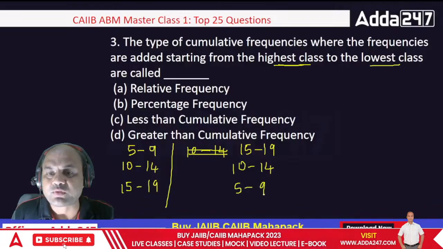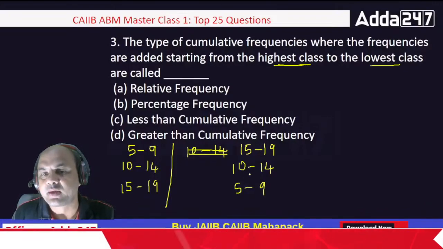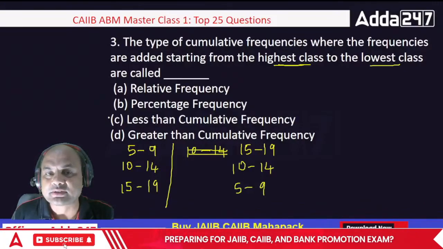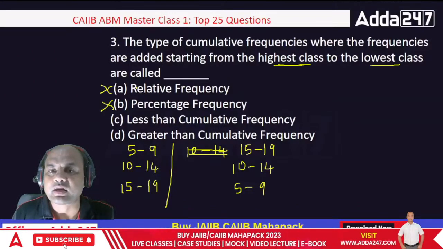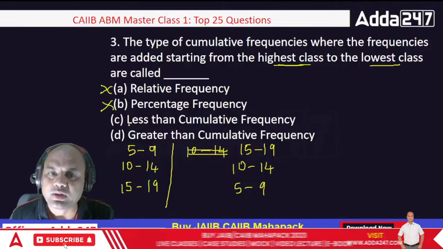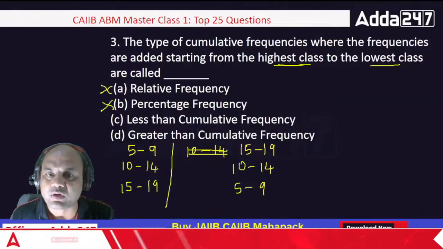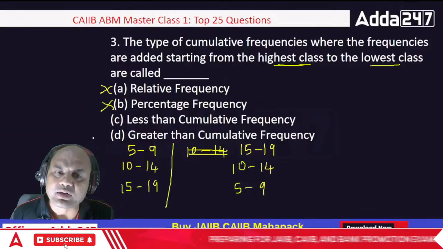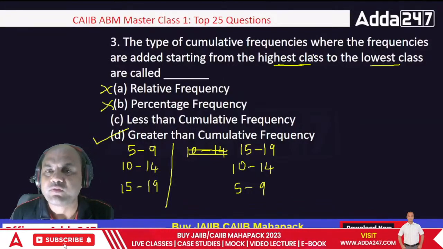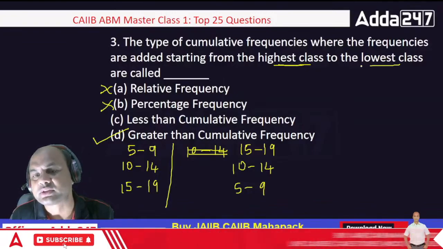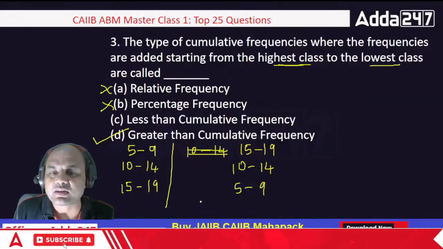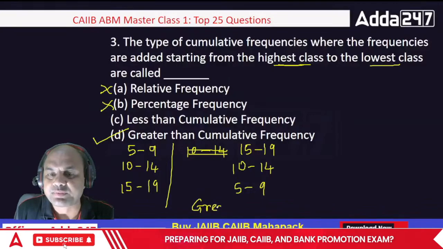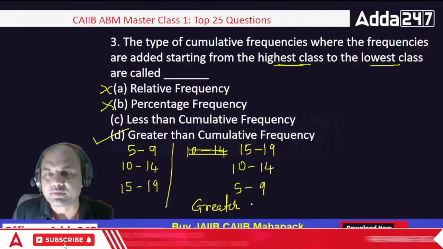When I arrange it from top to bottom, it is called as what? Okay, A and B are out. Relative and percentage are out. Now the only answer can be less than cumulative or greater than cumulative. It is but obvious, it is greater than. Whenever you see highest to lowest, it is known as greater than. So here the answer will be greater than.